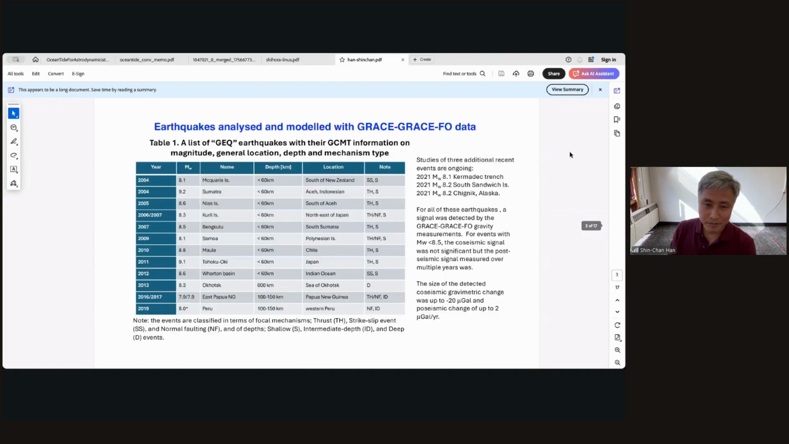I prepared two different versions, a long version and a short version, and this is the long version. This is the list of all the earthquakes we are working on. We have the gravitational potential model of co-seismic and post-seismic change for these 12 events. Plus we are working on 3 recent events in 2021, plus the very latest one, the 2025 Kamchatka. So we will be adding these 4 great earthquakes to this list.